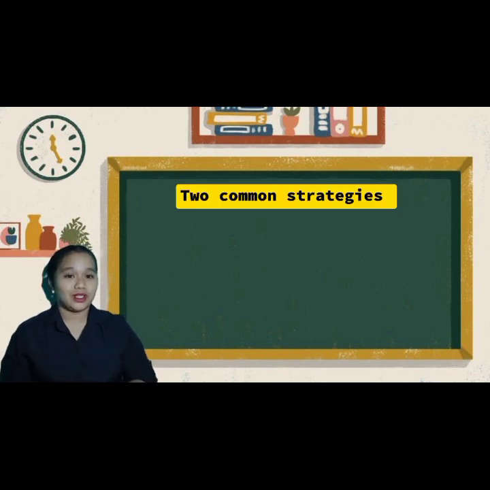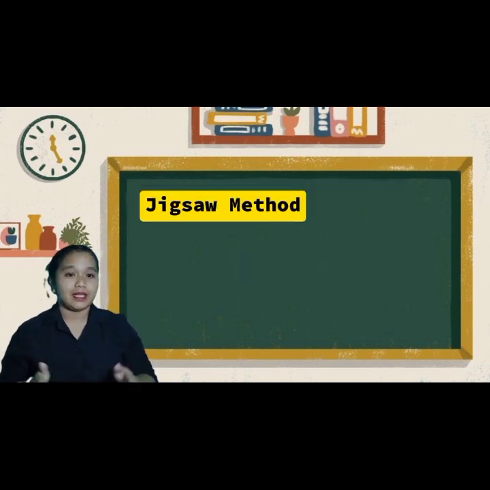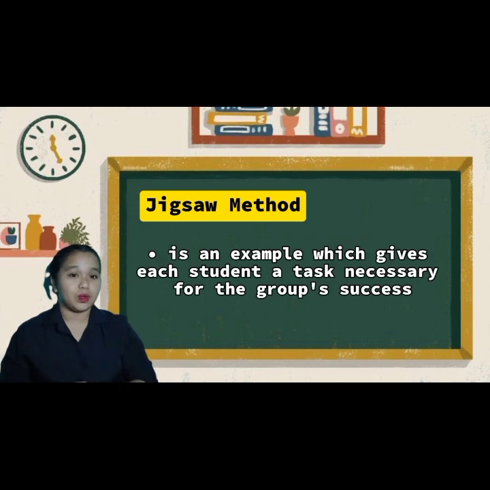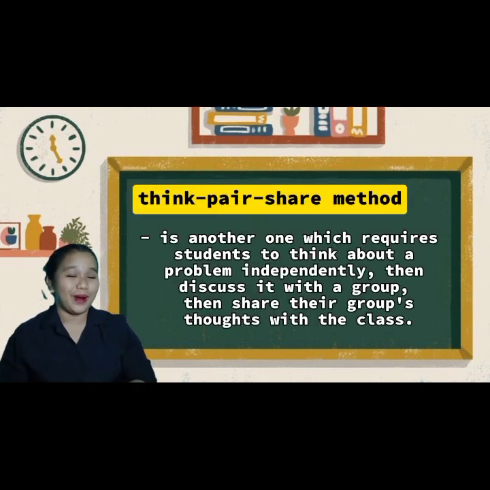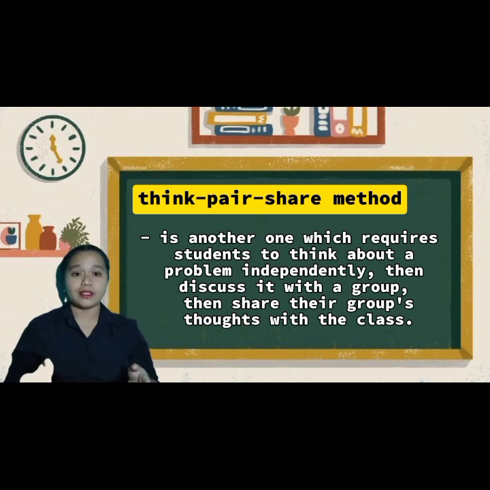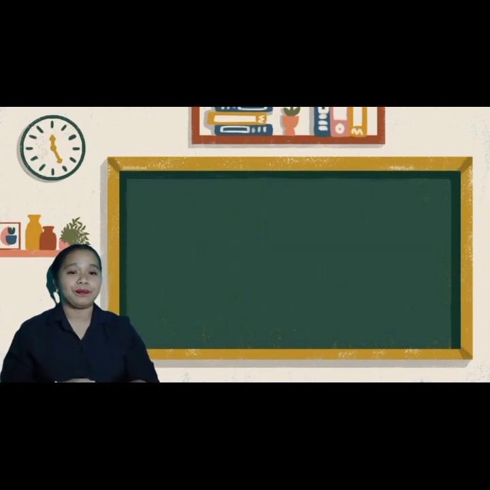Two common strategies of this type are the jigsaw method and the think, pair, share method. The jigsaw method gives each student a task necessary for the group's success, and the think, pair, share method requires students to think about a problem independently, then discuss it with the group, then share their group's thoughts with the class.